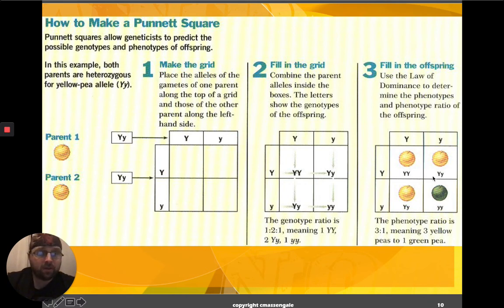So then we can interpret that. When we check this out, we can see that we can have a yellow here, a yellow here, a yellow here, and a green here. And this gets into genotypic ratios and phenotypic ratios. Those are vocab words, and we can talk some more about those as we do some examples.